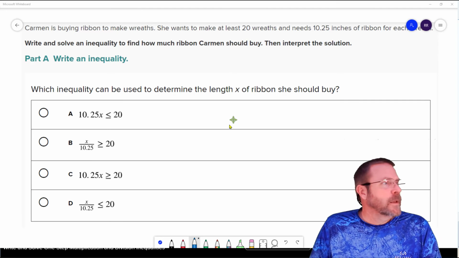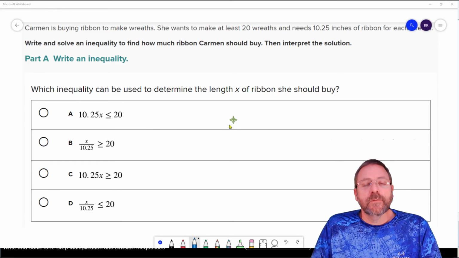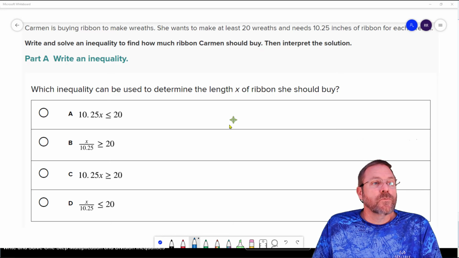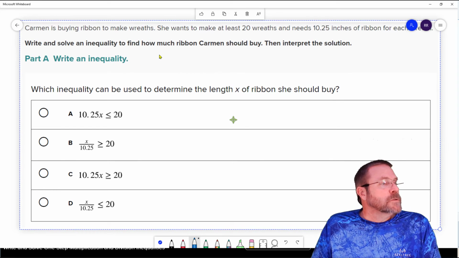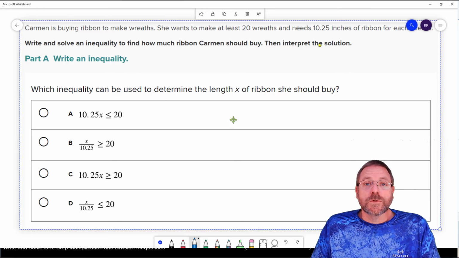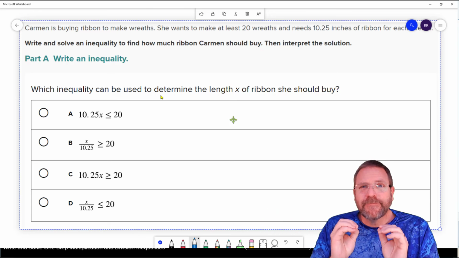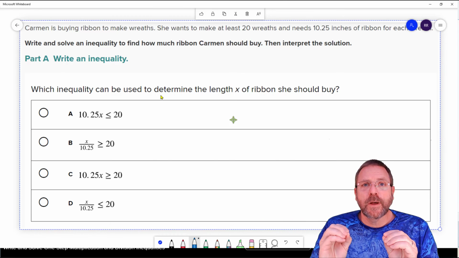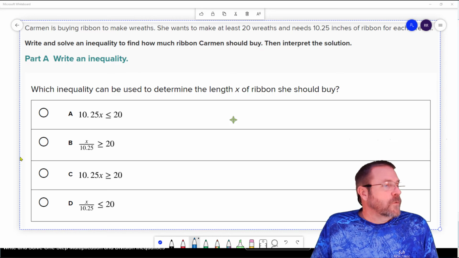Carmen is buying ribbon to make wreaths. She wants to make at least 20 wreaths, greater than or equal to, and needs 10.25 inches of ribbon for each wreath. Write and solve an inequality to find out how much ribbon she would need to buy. Interpret the solution. Well, what do we know? We know she has a total amount of ribbon that she's dividing into 10.25 inch sections, and that's got to give her a value that is greater than or equal to the 20.